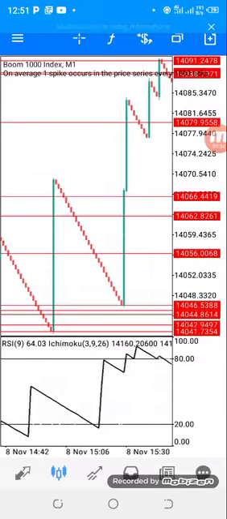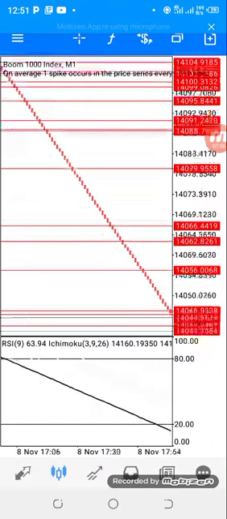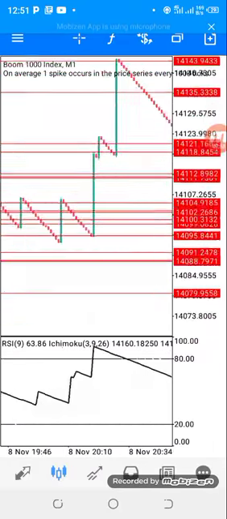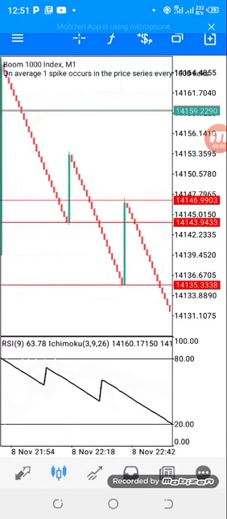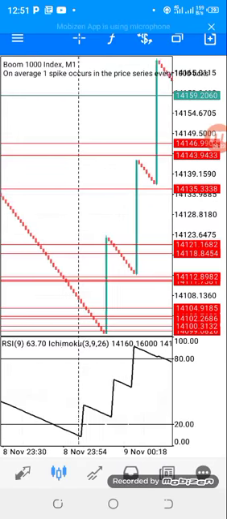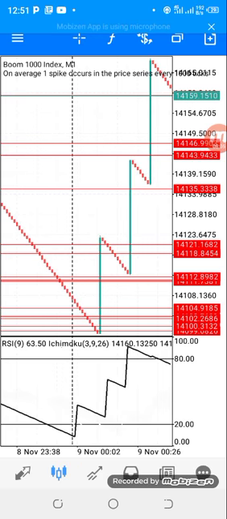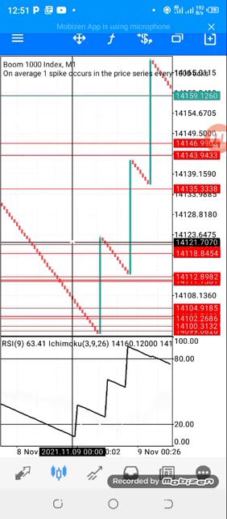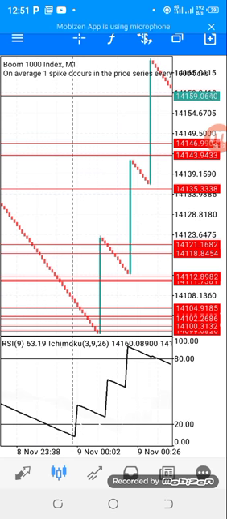That's 9th of November. So 9th of November is starting from here. 9th of November is starting from here. But before going further, I need to show you my parameters for the first window.